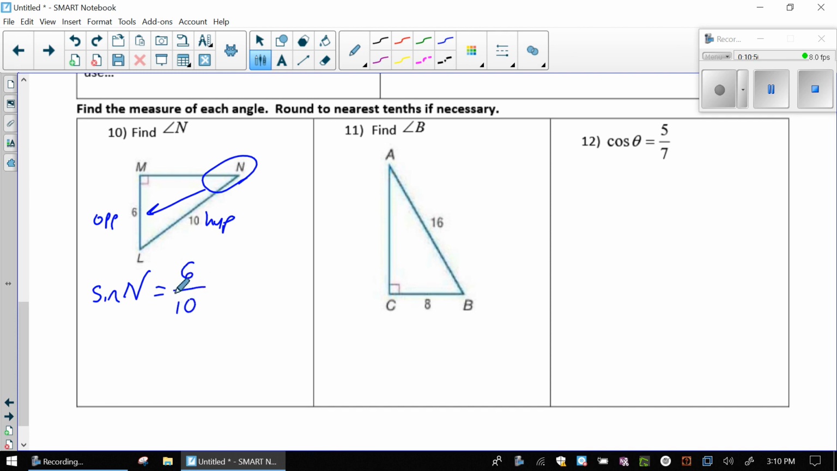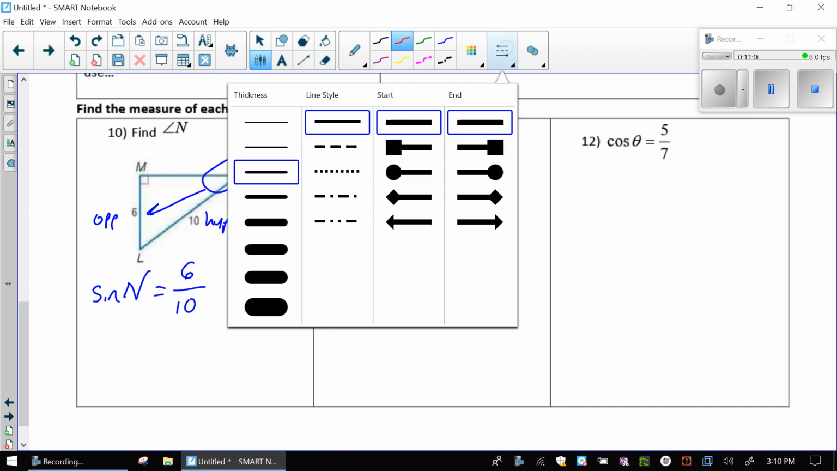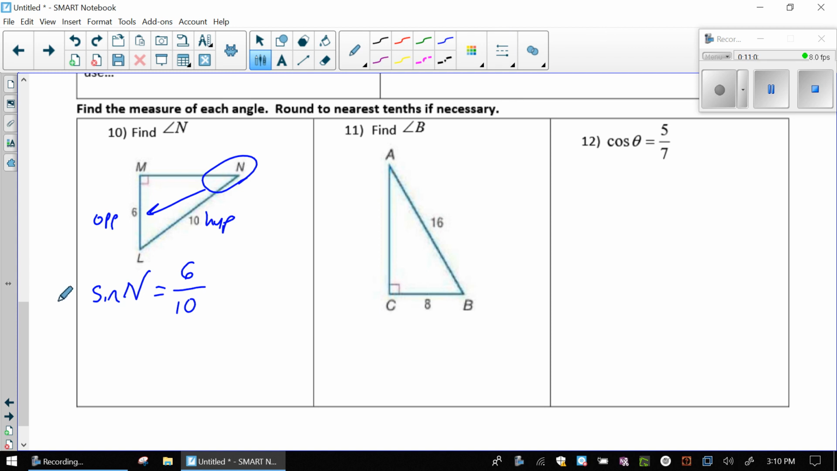All right. So now you might be thinking, how do we solve this? This is when we use an inverse trig function. So algebraically, what we're doing is we're taking the inverse sine of each side. And the reason we're doing this is because we need to cancel this out. So when we take the inverse function of any function, we get back whatever it started with, which in this case is angle N.